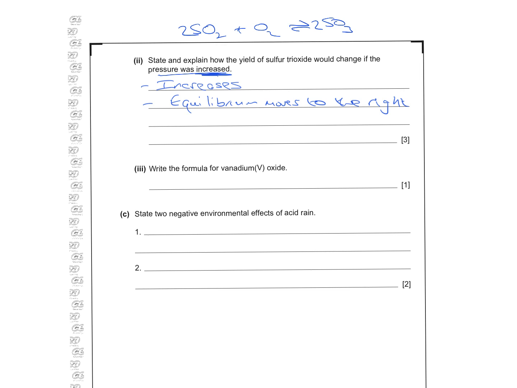So here's the first part of our explanation. So the equilibrium moves to the right, to the side with fewer moles of gas. Or you could say, because it moves from 3 moles of gas to 2 moles of gas.